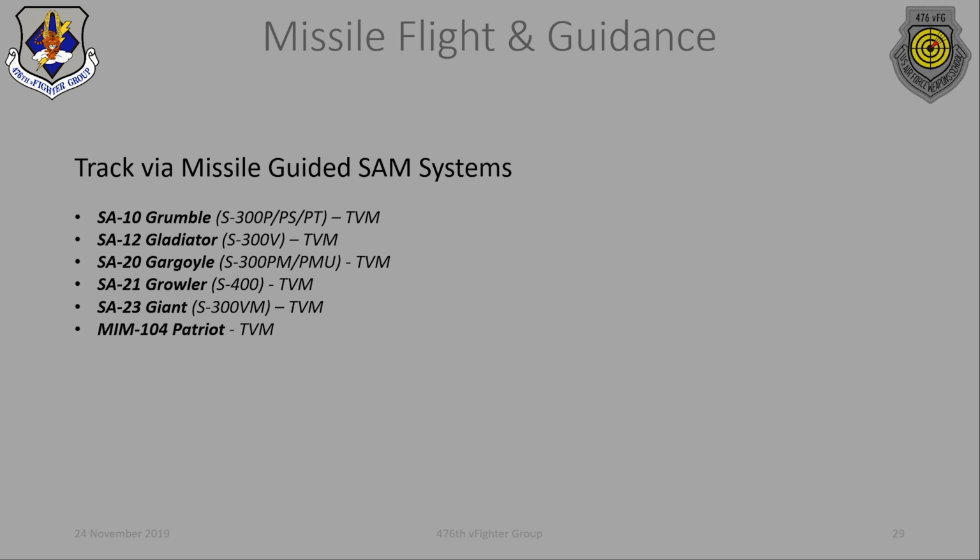Track via missile, so the ones we have in DCS, SA-10 and the Patriot. The 12, 20, 21 and 23 are all TVM as well. If we ever get the 20, 21 or 23 in DCS, just stay on the ground, to be honest, don't bother taking off. Unless you're also flying an F-35.